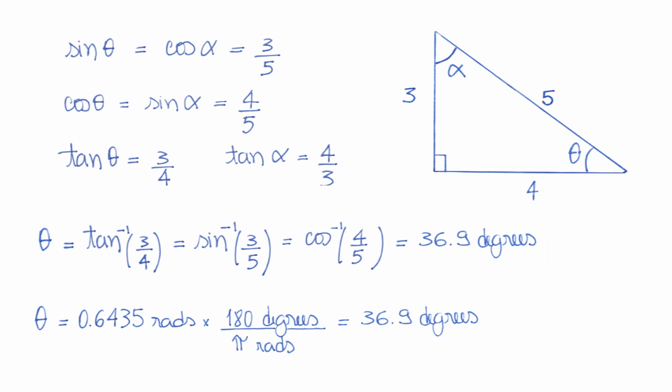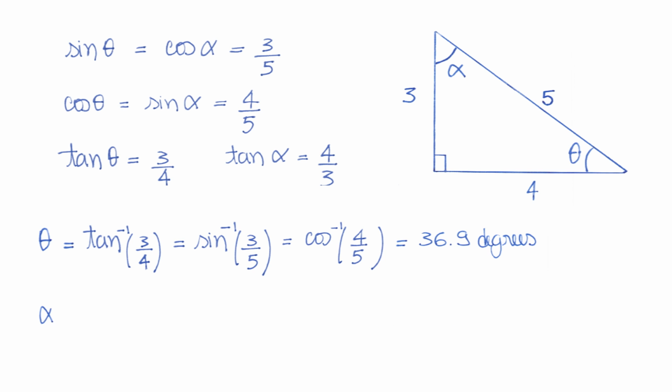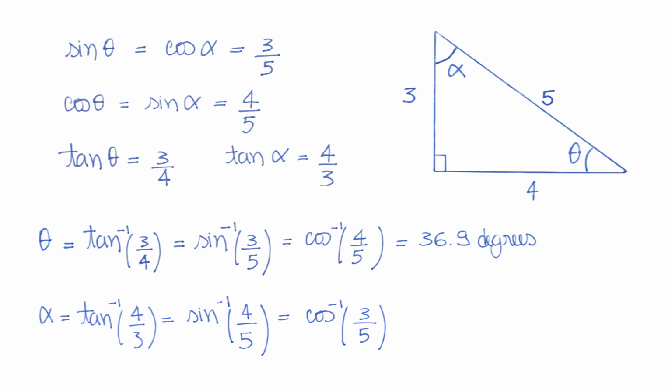Let me try to solve for alpha now. Alpha is the angle with tangent of 4 over 3, sine of 4 over 5, and cosine of 3 over 5. Plugging in any of the three, I get 53.1 degrees. And that makes a lot of sense because I know that theta plus alpha must add up to 90 degrees. I feel so much better right now.